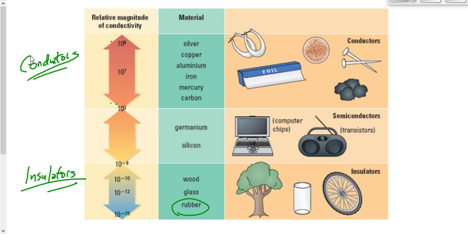Silver, which is one of the best conductors, is 10 to the 8. That means that they'll both conduct, both of them will, but silver will conduct 10 to the 23 times better than rubber will. Rubber's a worse conductor than wood, so it's a better insulator than wood.